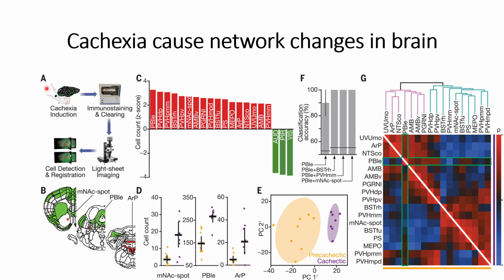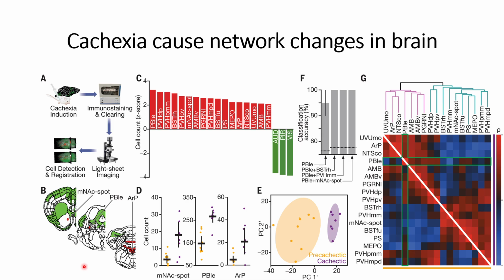So they wanted to see what changes occur in the brains in the pre-Cachectic to Cachectic conditions. For this they did the C-FOS workflow screening, where they analyze the neuron activations in the brain cells at different conditions: the control conditions, Cachexia conditions, and the pre-Cachexia conditions. So once the Cachexia is induced, the brain cells are immunostained and cleared, and they did the light sheet imaging. Then the cell detections and their registration in the atlas is done.